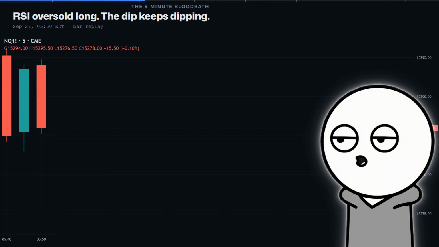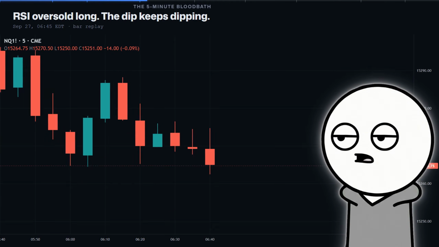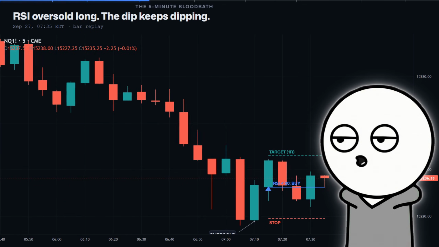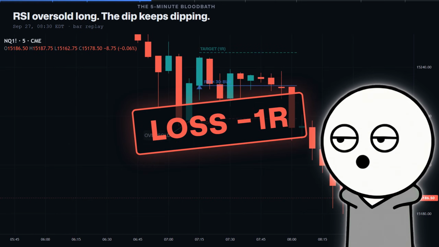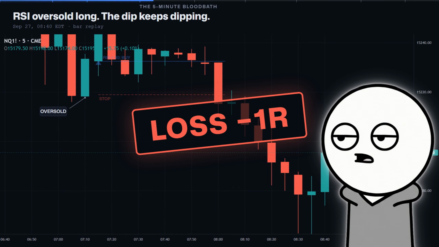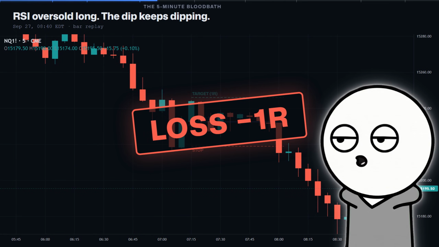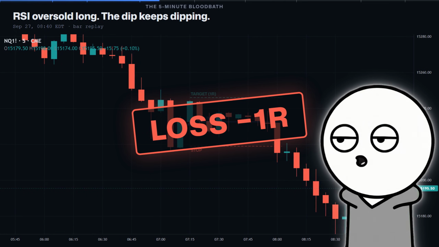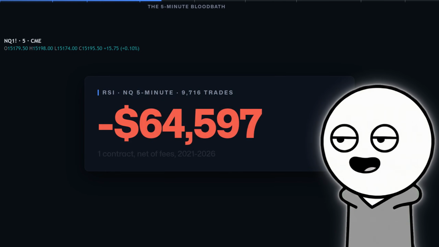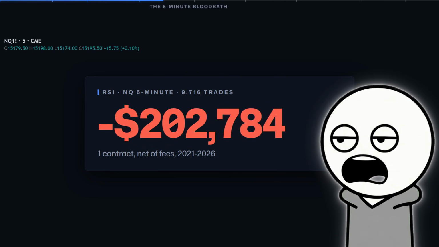Here is the most intuitive rule in all of trading, the one every beginner is taught first. RSI drops below 30, the market is oversold, you buy. Watch what that does on the Nasdaq. It buys the dip, and the dip keeps dipping. Buys again, stopped again. Over 9,000 of these trades, it bled $200,000 on one contract.